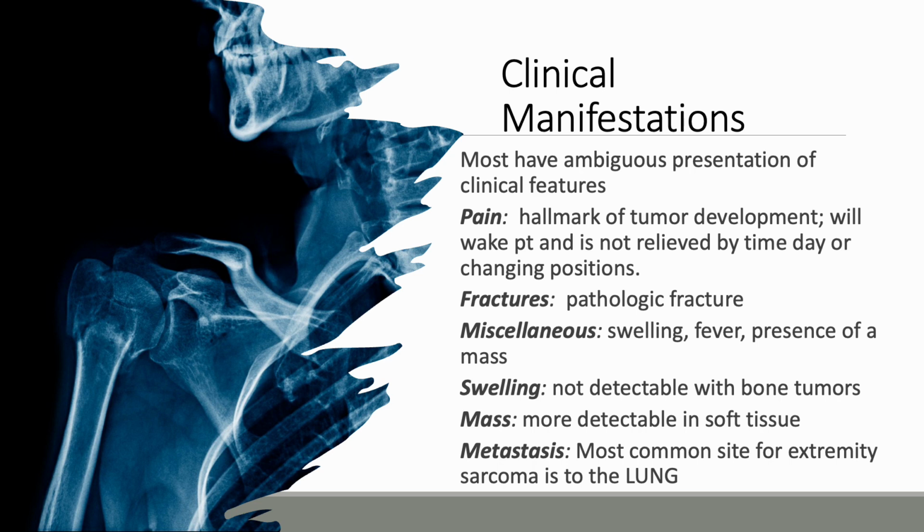Physical examination may reveal a mass or signs of an inflammatory response. And metastasis. Common sites for extremity sarcomas to metastasize are the lungs, followed by the liver and other bones.